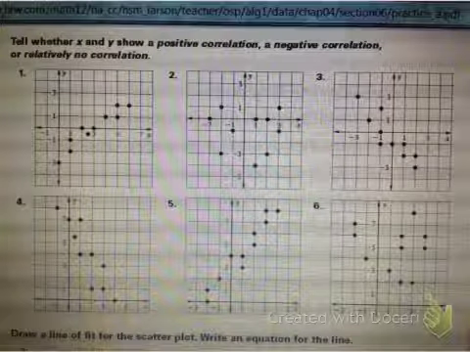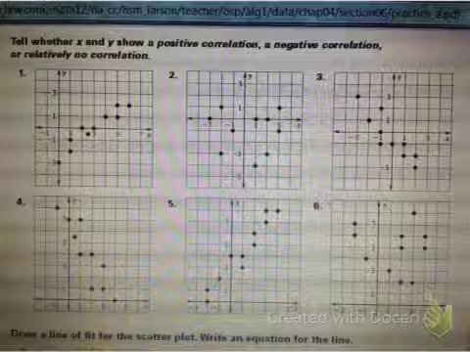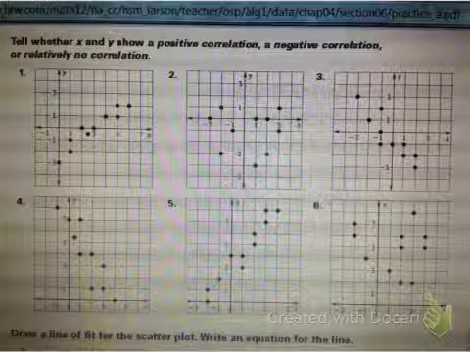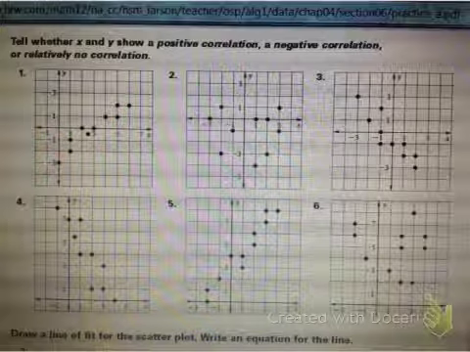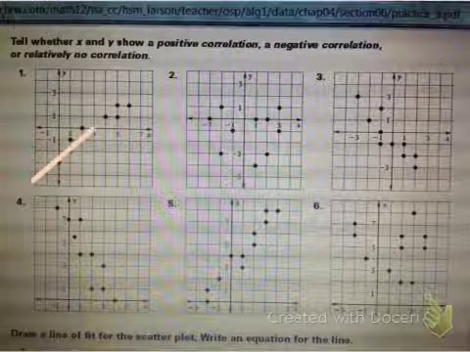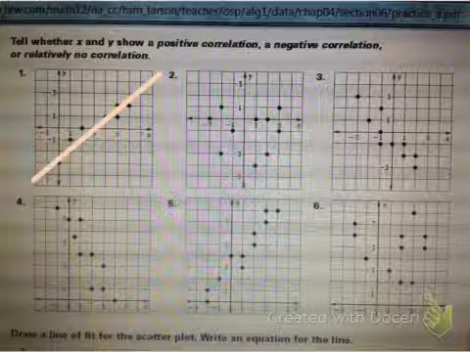So let's practice now that we know how to do it. Tell whether X and Y show a positive correlation, negative correlation, or relatively no correlation. And the way to do that is simply to think of using a paintbrush to follow the path of the dots that you see. So let's try it now. If we used a paintbrush to go through these lines, again, you want your lines to be straight. So let's go with a straight line. That's a pretty tight correlation because you can almost cover the dots with one line.